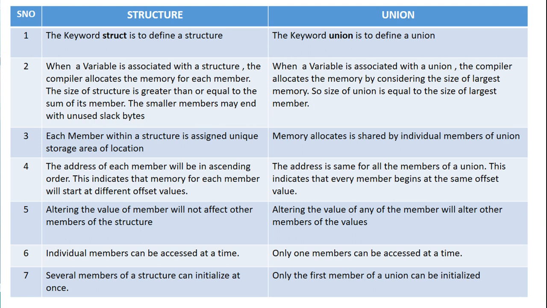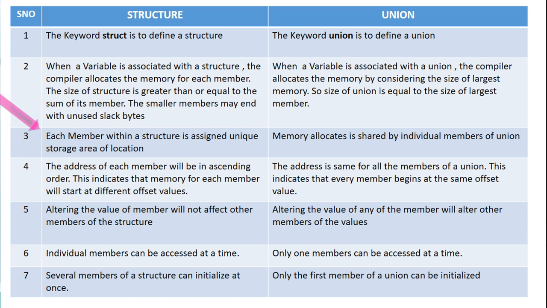Whereas when a variable is associated with a union, the compiler allocates the memory by considering the size of the largest member. So the size of union is always equal to the size of largest member. So whatever be the largest variable in the union, that much memory gets allocated for that particular union. So size of union is always the same as the size of that member.